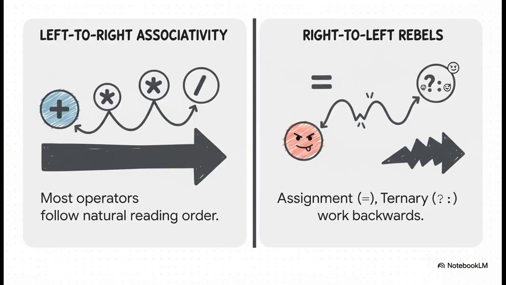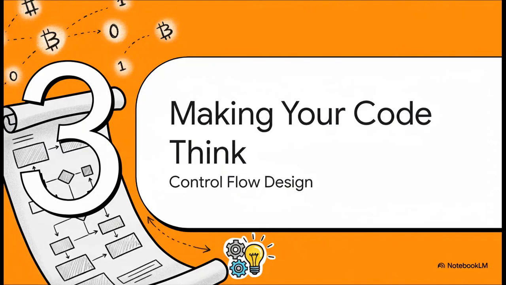But wait, what happens when operators are on the same level, like multiplication and division? Which one goes first? Well, that's where associativity comes in. It's the tiebreaker. Most of the time, it's just left to right, the way we read. But you gotta watch out for a few right to left rebels. The big one is assignment. That's why a line like A equals B equals 5 actually works. It assigns 5 to B first and then assigns that result to A. It goes backwards.